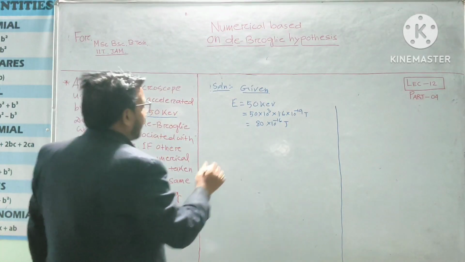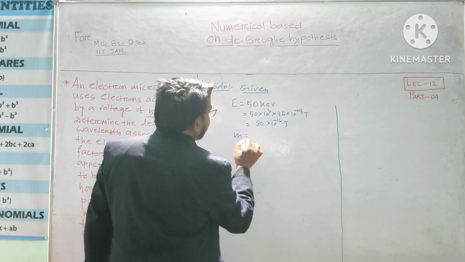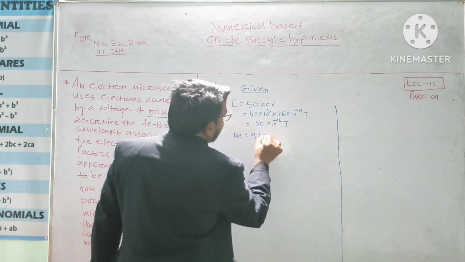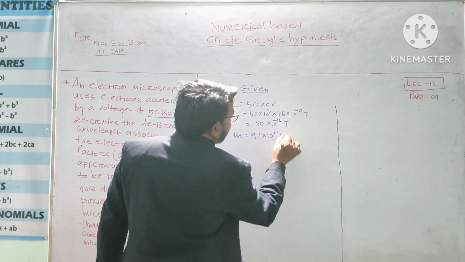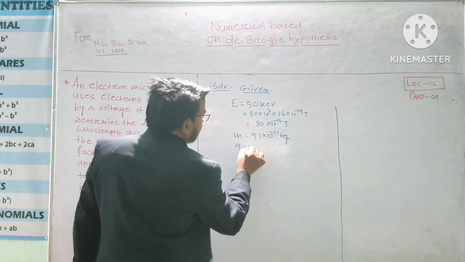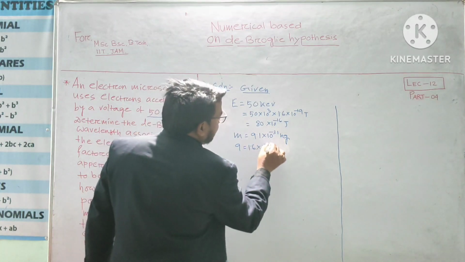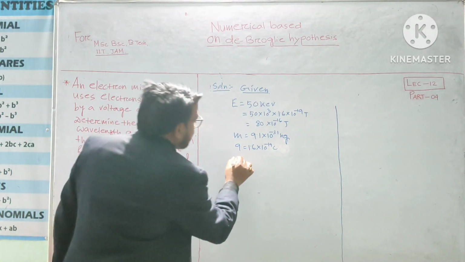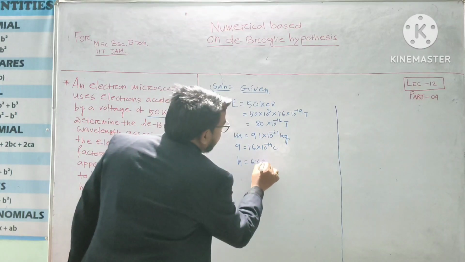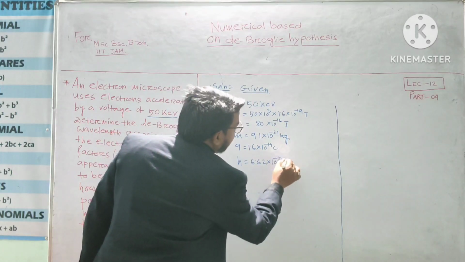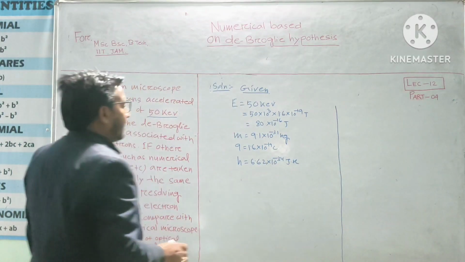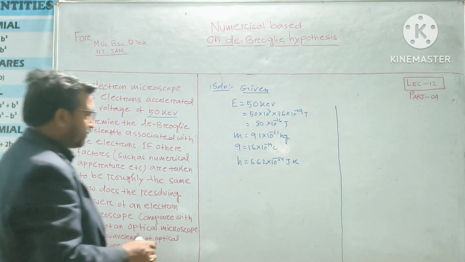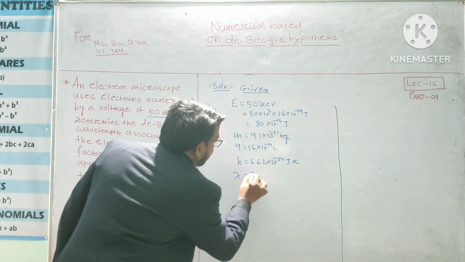Again, mass of particle is electron, so mass of electron equals 9.1 into 10 to the power minus 31 kg, and charge of electron equals 1.6 into 10 to the power minus 19 coulomb, and also Planck constant h equals 6.62 into 10 to the power minus 34 joule second. Now we are going to find out lambda equal what?